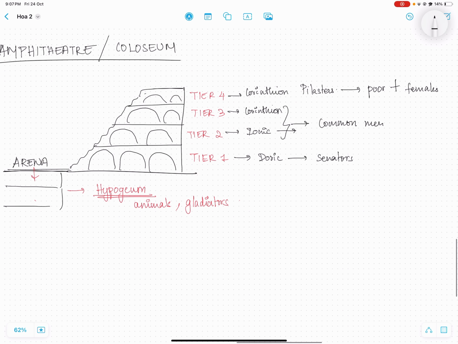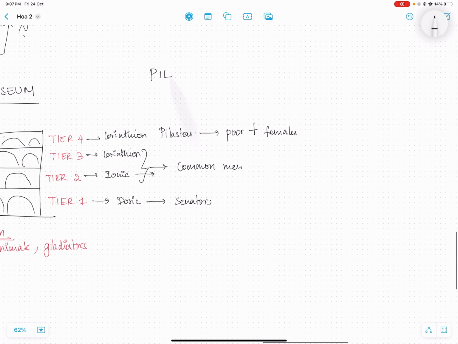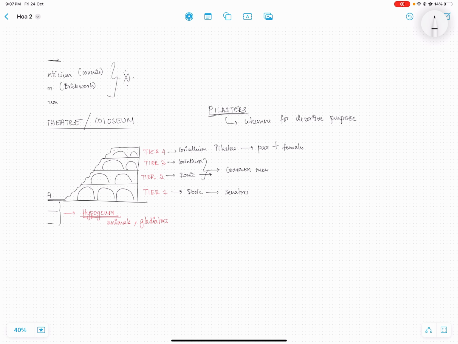Okay, so pilasters. Pilasters are columns that were used only for decorative purposes. They do not have any structural input at all. That is pilasters, and Corinthian pilasters were used in tier 4 of the Colosseum.